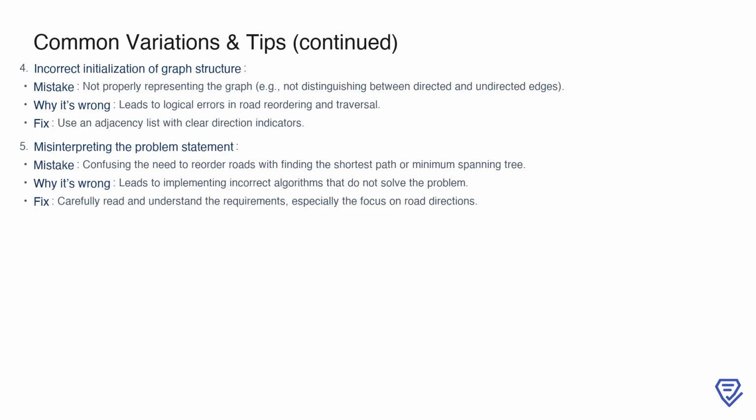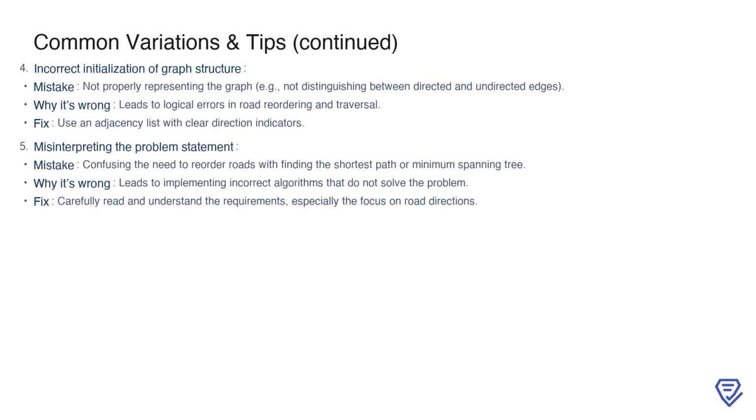Additionally, improper initialization of the graph structure can lead to logical errors. For instance, if you don't clearly distinguish between directed and undirected edges, your implementation may misinterpret the need for road reordering. The solution here is to represent the graph using an adjacency list with clear direction indicators.